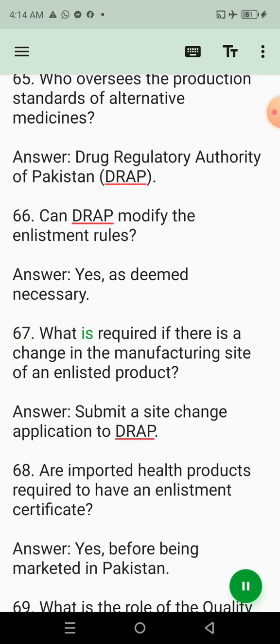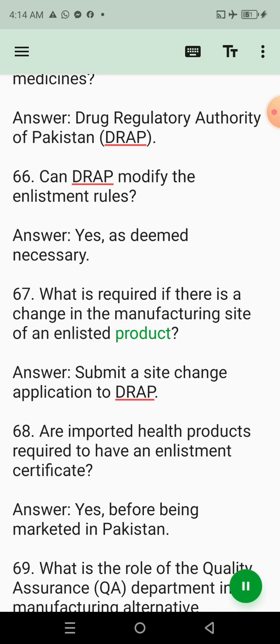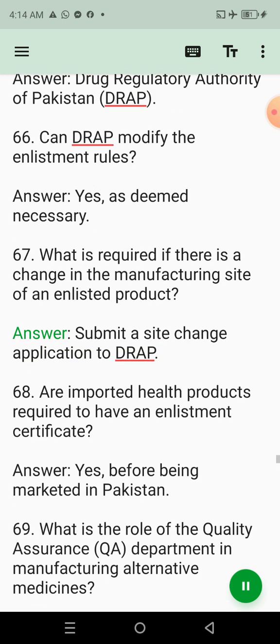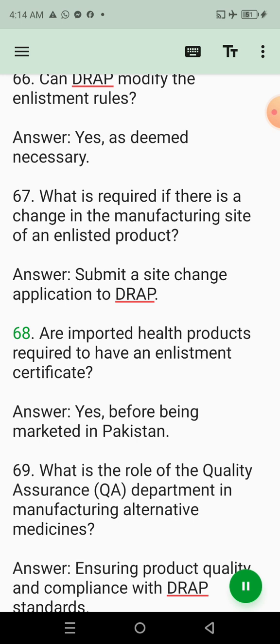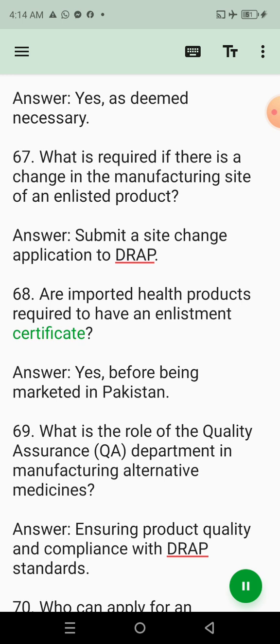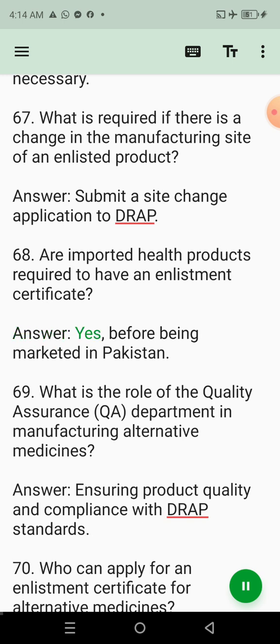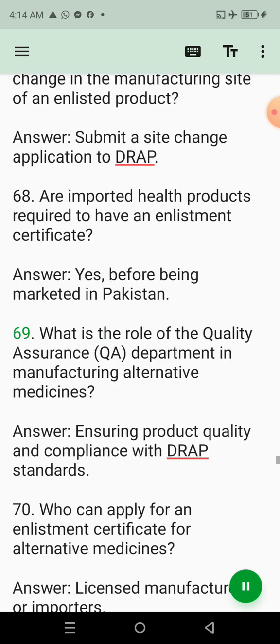67. What is required if there is a change in the manufacturing site of an enlisted product? Answer. Submit a site change application to DRAP. 68. Are imported health products required to have an enlistment certificate? Answer. Yes, before being marketed in Pakistan.